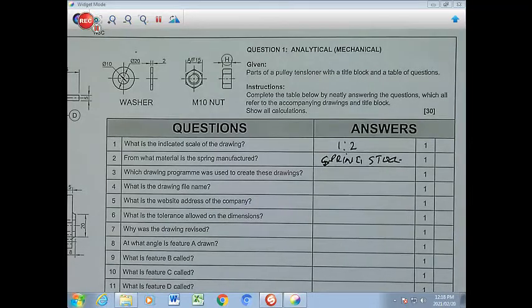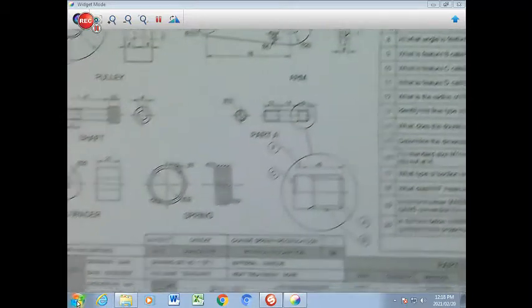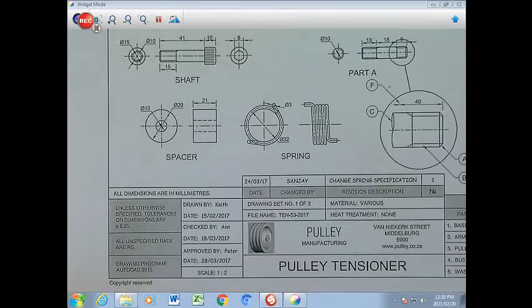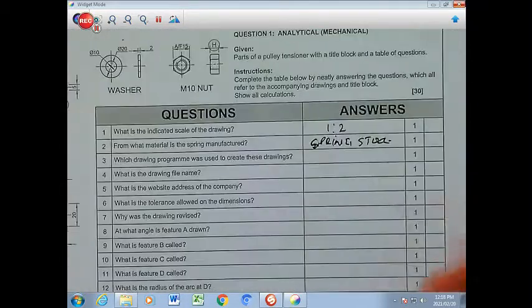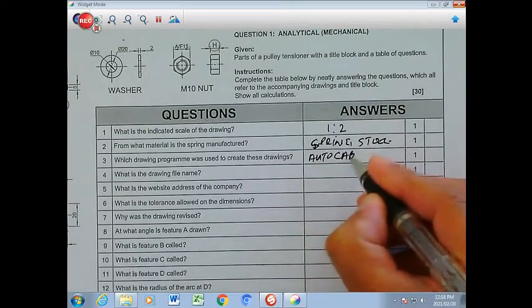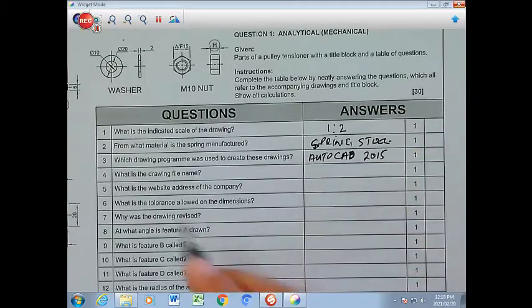Which drawing program was used to create the drawings? And we're going to scroll down right in this corner here where you find that the drawing program was AutoCAD 2015. So that would be AutoCAD 2015. What is the name of the drawing file?